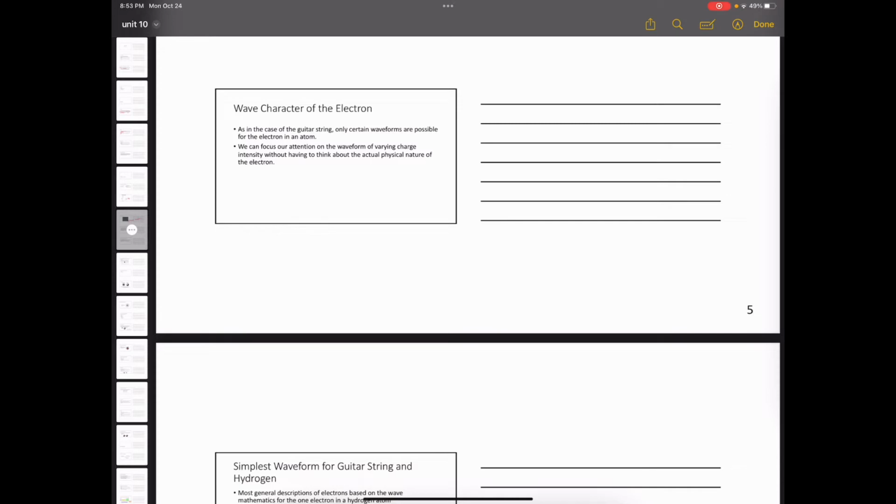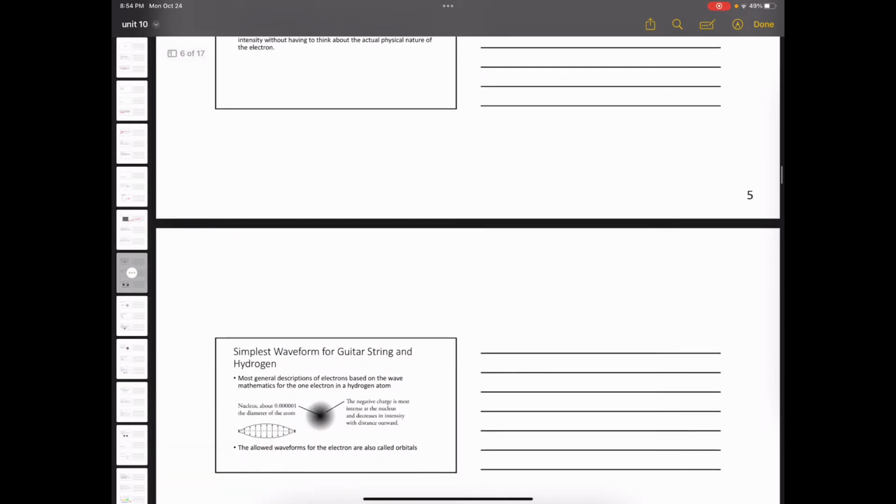We can focus our attention on the waveform of varying charge intensity without really focusing at all on the actual physical nature of the electron. So we're not really studying the physical properties of the electron. We're just focusing on the wave that is generated from the movement of that electron.